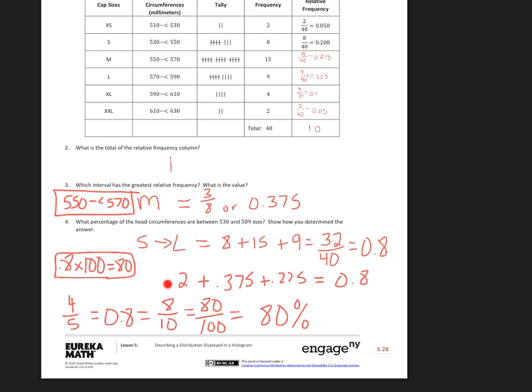Now, another way to do it is simply add up your relative frequencies, right? Those are the same. 8 out of 40 is 0.2, 15 out of 40 is 0.375, and 9 out of 40 is 0.225. So when you add those together, you get 0.8. Now, we know that if we take the decimal form of a number and we multiply it by 100, which of course means moving the decimal twice to the right, we end up with the whole number that is our percentage.